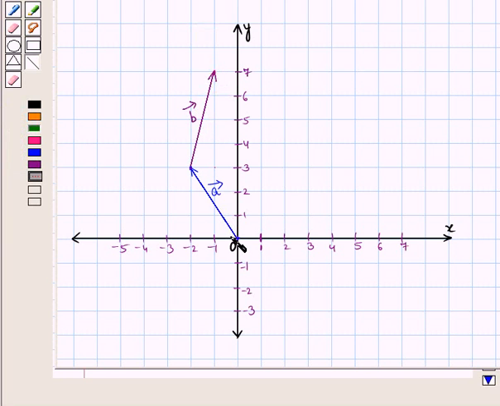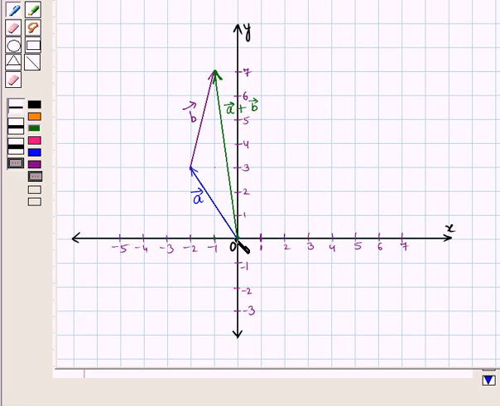Then we draw the resultant vector from the initial point of vector A to the terminal point of vector B. Now from this point, as we have moved upwards, so we show upward direction, and this resultant vector is vector A plus vector B. Now this is the initial point of vector A plus vector B, and this is its terminal point.